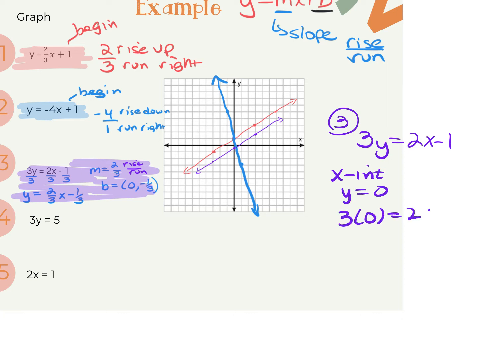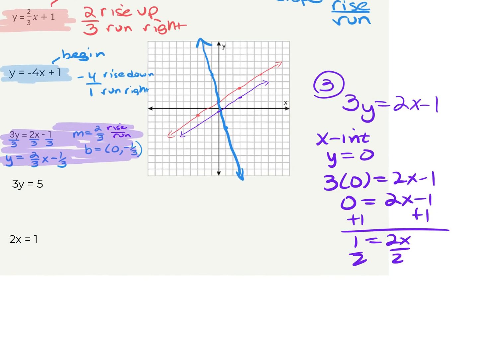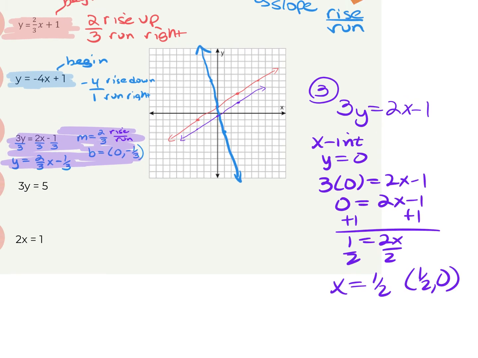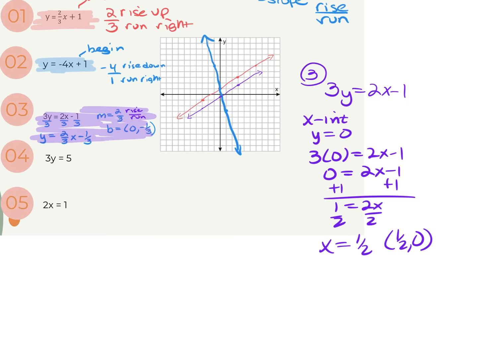So 3 times 0 equals 2x minus 1. 0 equals 2x minus 1. Add 1. Divide by 2. And my x-intercept is 1/2. So 1/2 comma 0.